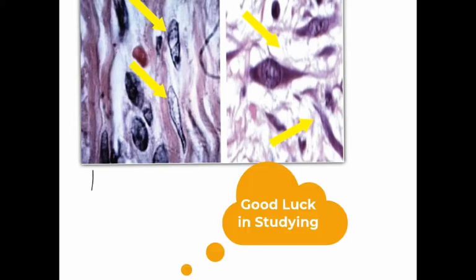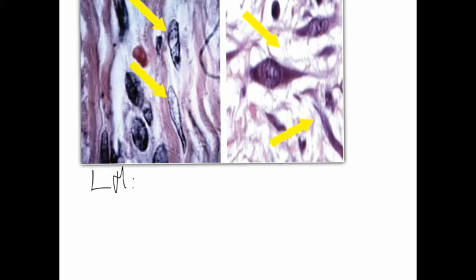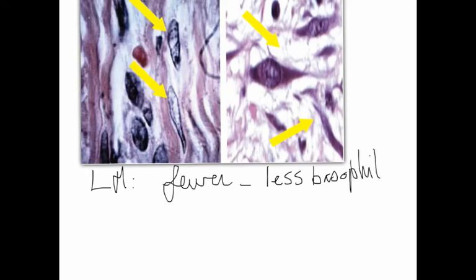Number one, here by the LM, we have fewer processes. This is number one. Number two, the cytoplasm here is less basophilic. Why? Because it is a less active cell, so less rough endoplasmic reticulum and less ribosomes, so it is a less basophilic cytoplasm. And the nucleus, on the contrary, it is a dark nucleus. Why? Because lesser activity, so the nucleus will be darkly stained.